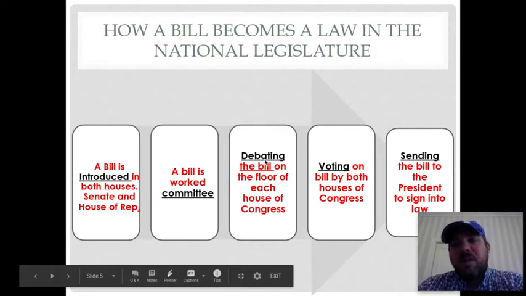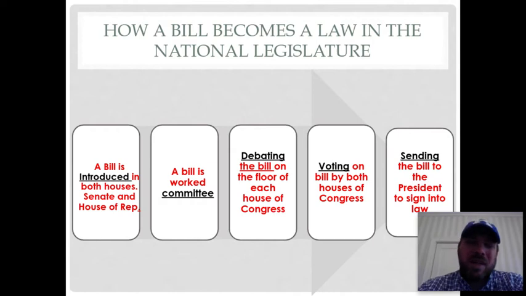The third step is debating the bill on the floor of each house. Debating is sort of like a formal argument. They're going to talk about what's good, what's bad, what to take out, what to add, how to make the bill better, or more likely to be voted on. The fourth step is they vote on the bill. And then our final step is the bill is sent to the president to be signed into law. Now, the president can also veto a bill and stop this whole process altogether. But remember, Congress can override a presidential veto.